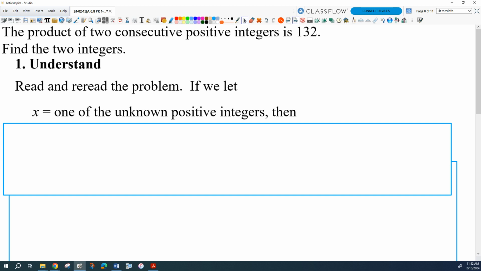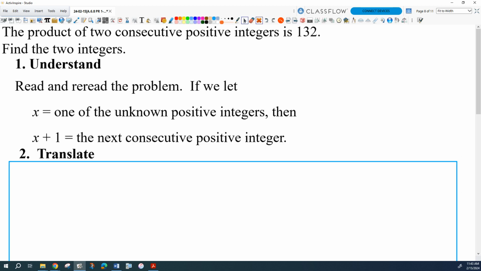36. How'd you get that? Plus 1. Okay, so then what's the next one? X plus 1. There you go. Make sense? The next consecutive integer is plus 1. If you said plus 2, you were thinking of consecutive even integers or odd integers. We're just talking about consecutive integers.